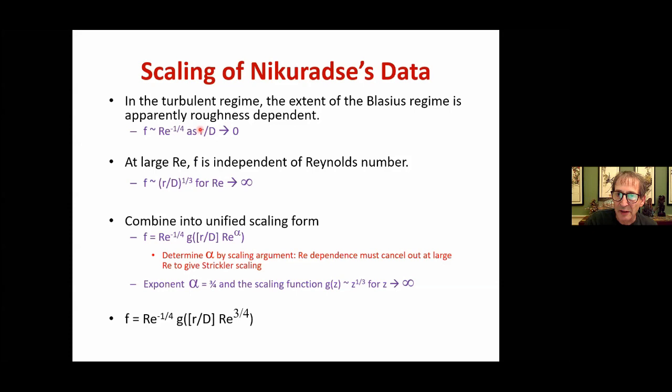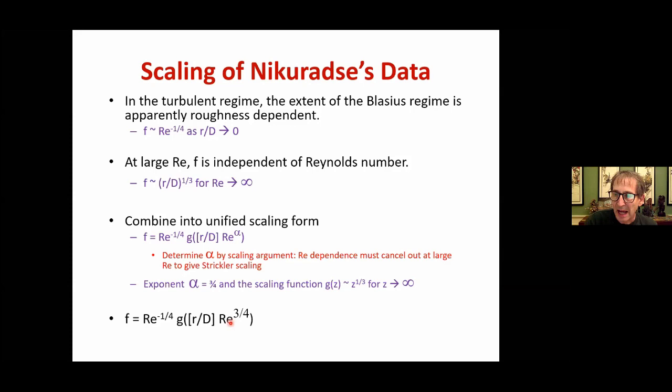Can we combine them into a unified scaling form? And the answer is, yes, we can. We simply follow exactly the same argument that I showed you for the magnetic system. So what you say is the friction factor goes as Reynolds to the minus 1/4 times some function of the roughness times the Reynolds number to some new exponent, just like we did with the magnetic system. And then you do the same argument we did before to work out what this thing has to be. And what you find is this exponent alpha has to be 3/4, and the scaling function has to go as z to the 1/3 as z goes to infinity. And if that's true, then what it says is that the friction factor scaling should be Reynolds to the minus 1/4 times a function of the roughness times Reynolds to the 3/4. Okay, so this is the analog of our data collapse scaling law.